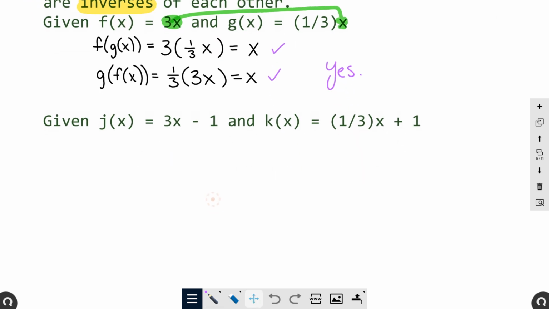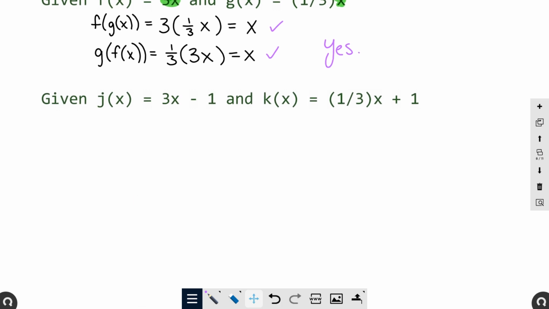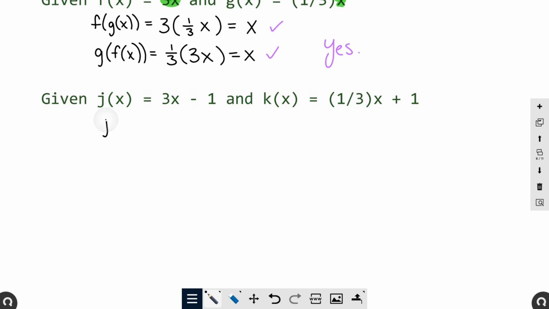Let's try our next example. We're going to do the same thing. We're going to find f of g of x and g of f of x. But in this case, they're called j and k. You're just going to put both of them together. So let's start with our first one. I'm going to do j of k of x.